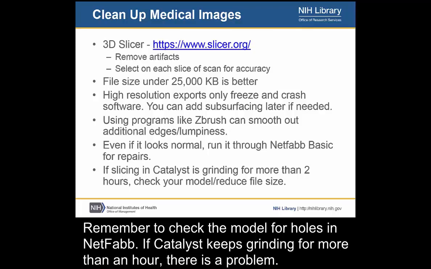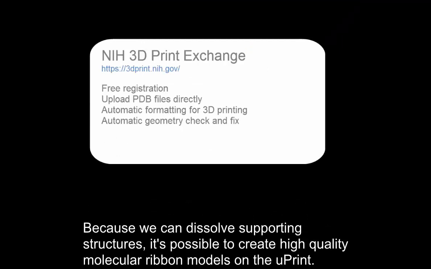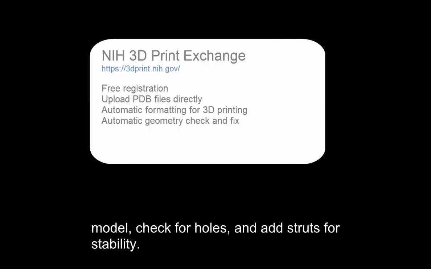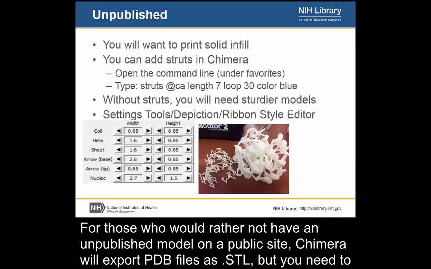If Catalyst keeps grinding for more than an hour, there is a problem. Because we can dissolve supporting structures, it's possible to create high-quality molecular ribbon models on the uPrint. You can register for the NIH 3D Print Exchange and upload PDB files directly. The Print Exchange will automatically format your model, check for holes, and add struts for stability.